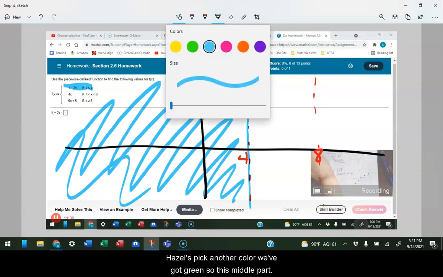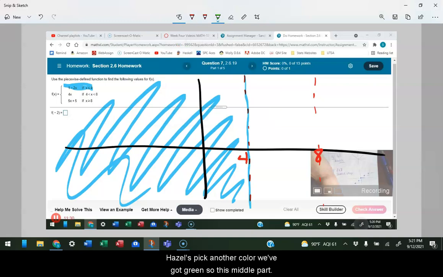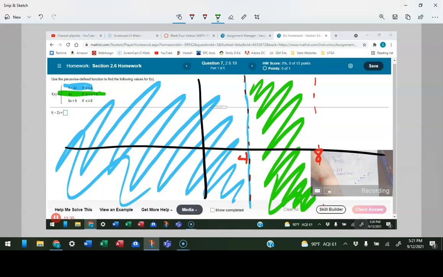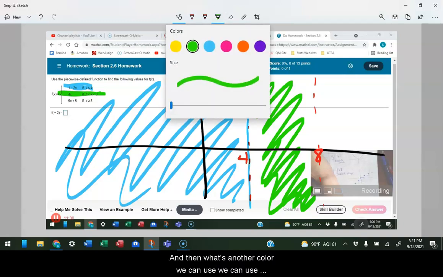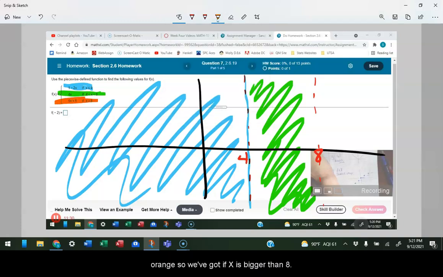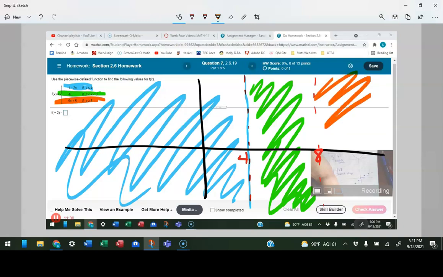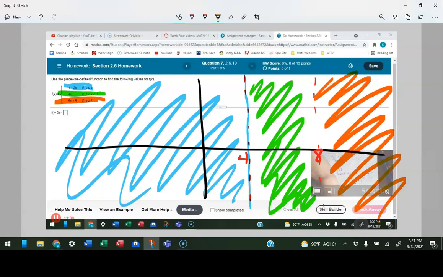Okay, so let's pick another color. We've got green, okay? So this middle part is going to be green. So if it's between 4 and 8, it's green, okay? So between 4 and 8 is green. Notice there's no equal sign, so he does not get the 4, he does not get the 8. And then what's another color we can use? We can use orange. So if x is bigger than 8, he is going to be orange.